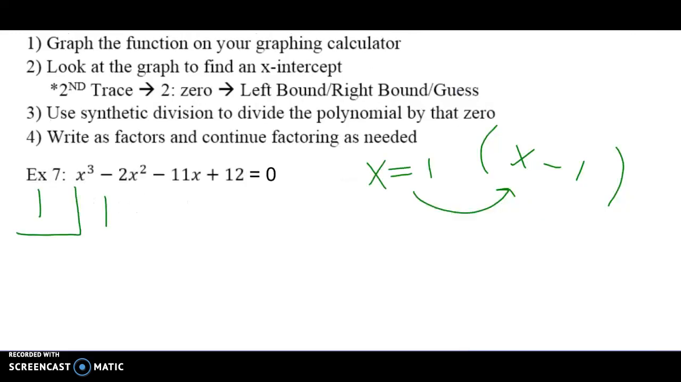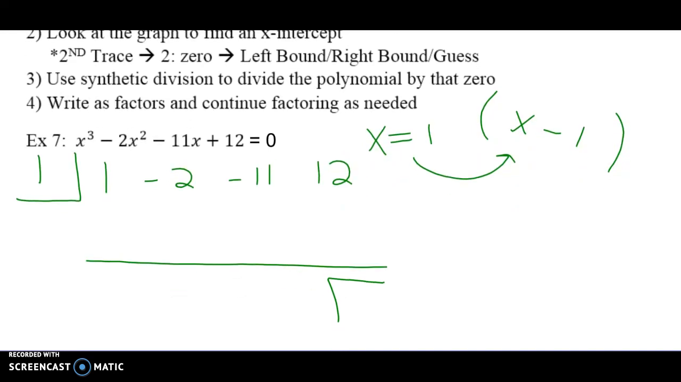Come over. 1, -2, -11, and 12. Double check, did we miss anything? Are there any missing terms? No. Draw a line and then put a box under the last one. That's our remainder. Bring the first one down. Then what do we do?